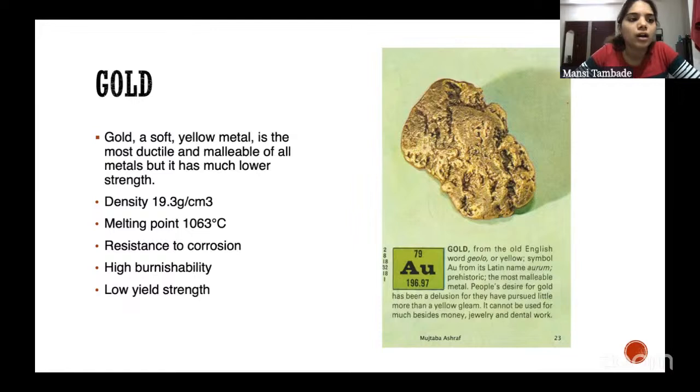Gold, a soft yellow metal, is the most ductile and malleable of all metals, but it has much lower strength. The density is 19.3 gram per centimeter cube. Melting point is 1063 degrees Celsius. Resistance to corrosion, high burnishability, low yield strength.